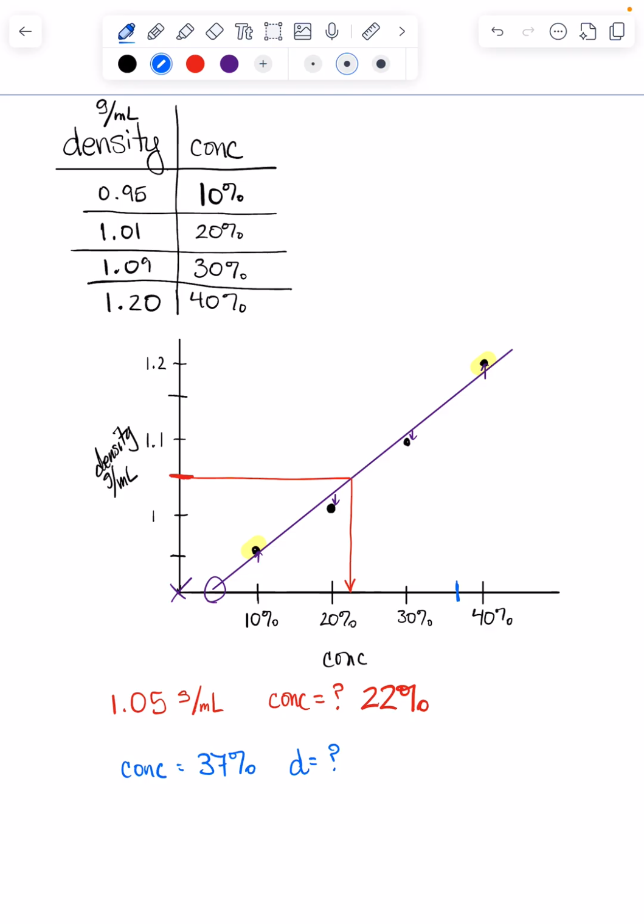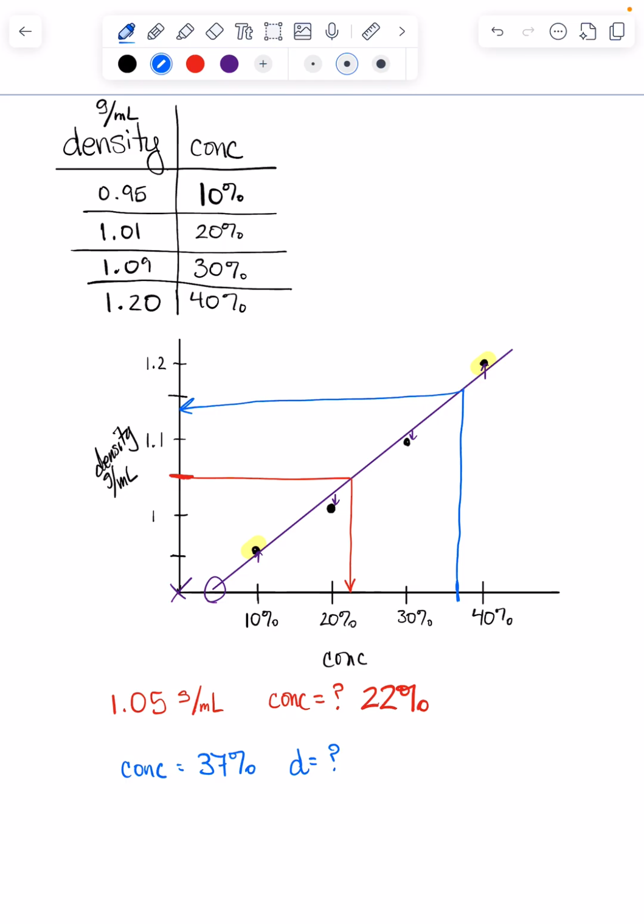So I find 37, and I'm going to take that 37% and go straight up until I hit the trend line. And then I'm going to come straight over until I hit my y-axis. Oh, that is going so downhill. Again, you guys will be able to do this more easily given that you have graph paper. I'm doing the best I can here. I think that's downhill still, but you get the general idea. You bring it over straight until it hits that y-axis, and then you read the density from it.